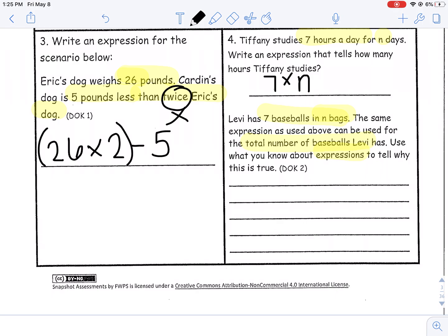So we know 7 hours or 7 baseballs, they're both 7, right? N days, so it's an unknown number. In Tiffany's case, it's days. N bags is also an unknown number. And in Levi's case, that's bags. So either way, it's the same thing. Because an expression does not have to be solved, it does not have that equal sign necessarily, it does not have to change at all. Because n would be different in either case, or could be different in either case. But it doesn't matter because an expression just tells us what we're doing, not actually solving it.